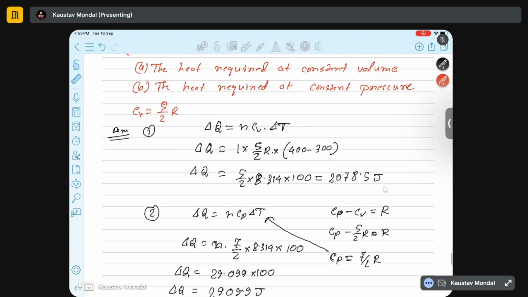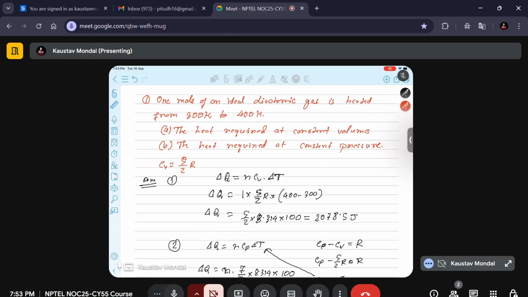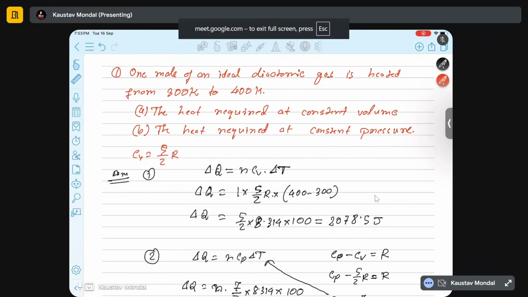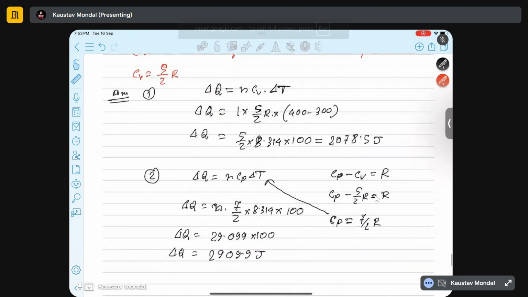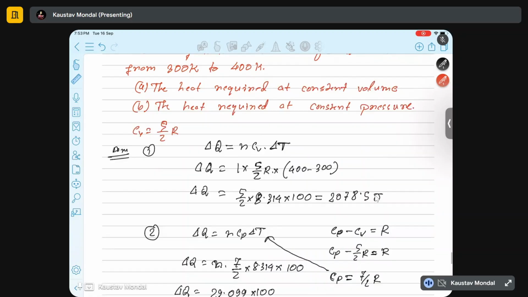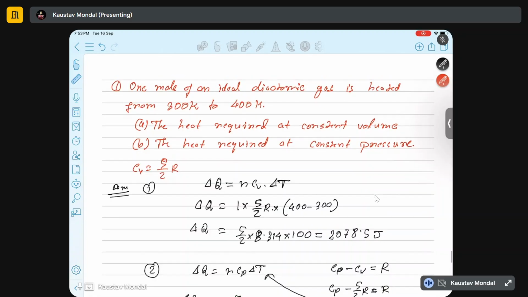So basically in this problem, for 1 mole of diatomic gas heated from 300 to 400 Kelvin, the first thing is that you have to calculate the heat required at constant volume. As long as Cv is given, that is pretty much straightforward. Just use this formula.